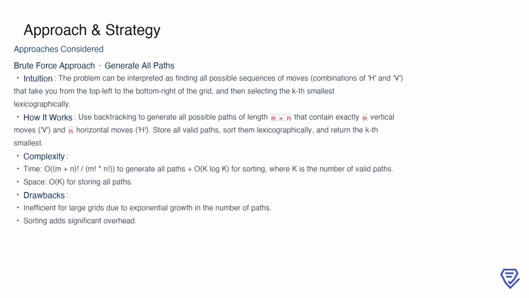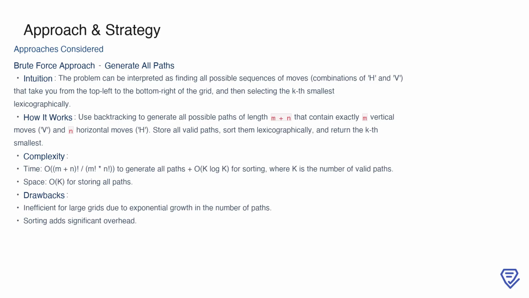The intuition here is that each path can be represented as a sequence of H and V moves. For example, if there are M vertical moves and N horizontal moves, we generate all combinations of these moves, then sort them lexicographically, and finally select the kth smallest path. This can be implemented using backtracking to explore all valid sequences of length M plus N.